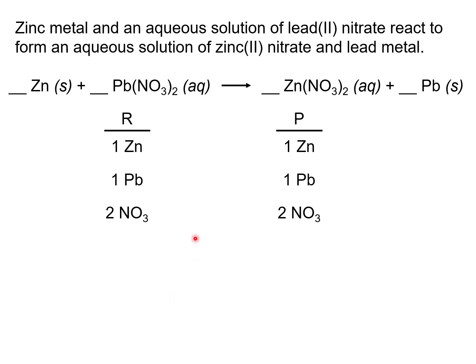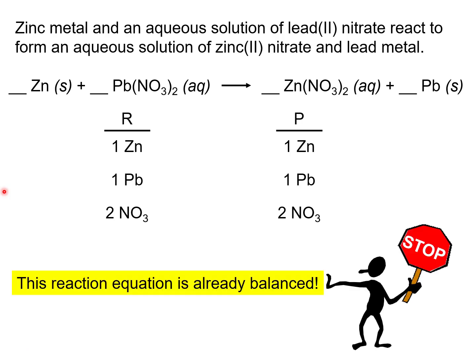All right, so we've got our tallies. We're ready to do our checks. So 1 zinc, 1 zinc. That one's fine. 1 lead, 1 lead. That one's fine. 2 nitrates, 2 nitrates. Those are fine. So that means that this reaction equation is already balanced. And as I said before, you want to have the lowest whole number coefficients. So 1, 1, 1, 1 is correct. 2, 2, 2, 2 will be wrong.